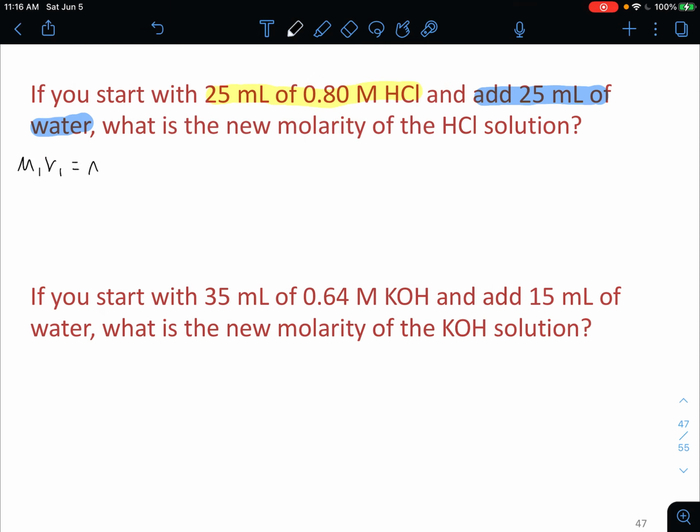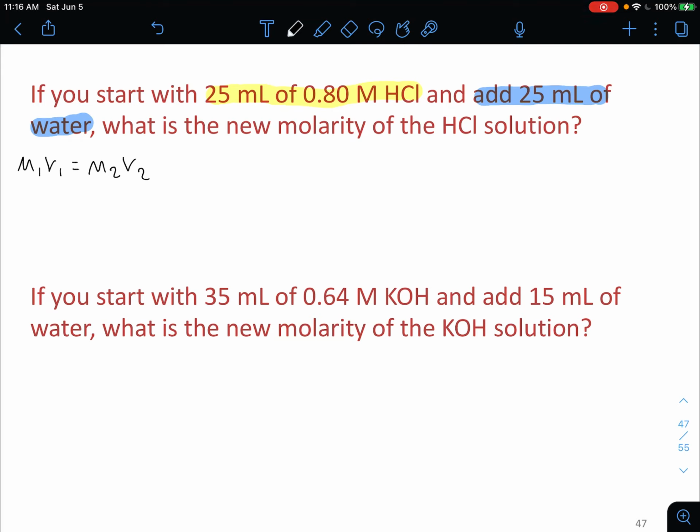So if you think about the equation M1 V1 equals M2 V2, if I double the volume, the molarity should become half as much, right? If I'm adding water to dilute it, the molarity will go down. If I'm doubling the volume, 25 plus adding a new 25, then the new molarity should be half the original molarity. So without doing any math, I should look at this and say I'm going to get 0.40 molar. But let's walk through the process to make sure we see where everything goes.